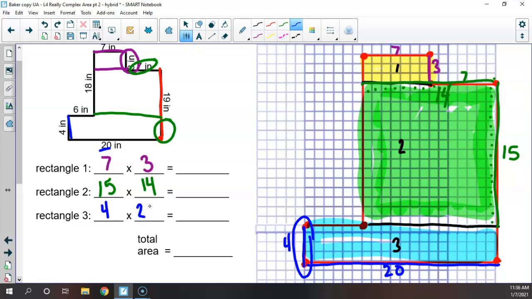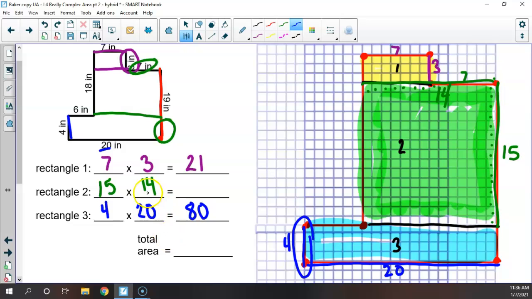So that is 4 times 20. Now I'm going to go ahead and do the ones that I know right away. So 7 times 3. Well, that's 3 groups of 7. So 7, 14, 21. Rectangle 15 by 14, I cannot do that one in my head. I'm going to have to figure that one out. But I'm going to go ahead and skip to the one I do know, the 4 times 20. 4 times 2 is 8, and I've got that 0, so that would be 80.